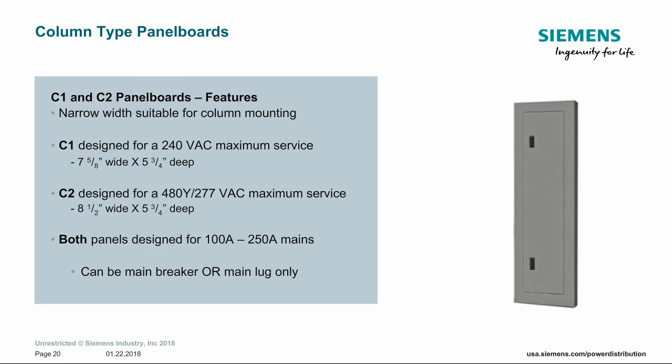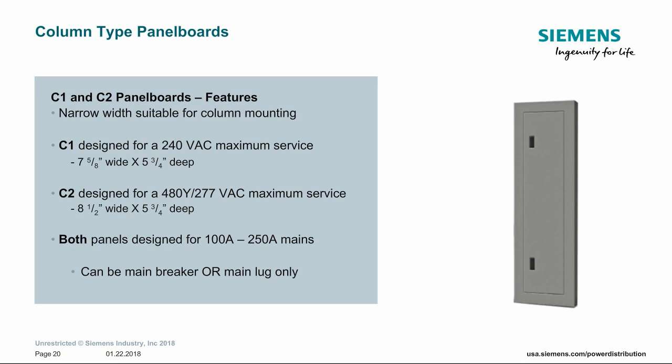Now that we've discussed all of the options in our very popular P series panel board family, let's move on to briefly discuss our column type panel boards. These column type panel boards add some variety to Siemens' portfolio by allowing us to meet very demanding customer specifications needing to have a narrow width suitable for column mounting.